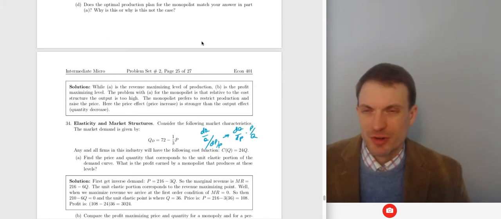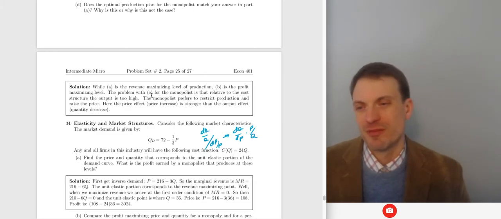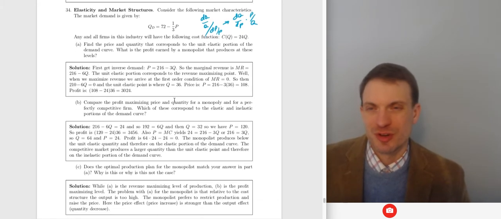Does the optimal production plan for the monopolist match your answer in part A? Why or why not is this the case? Well, A is the revenue maximizing level of production. B is the profit maximizing level. So what the monopolist wants to do is restrict output, and this raises profits. That's where profits come from. The monopolist restricts output.